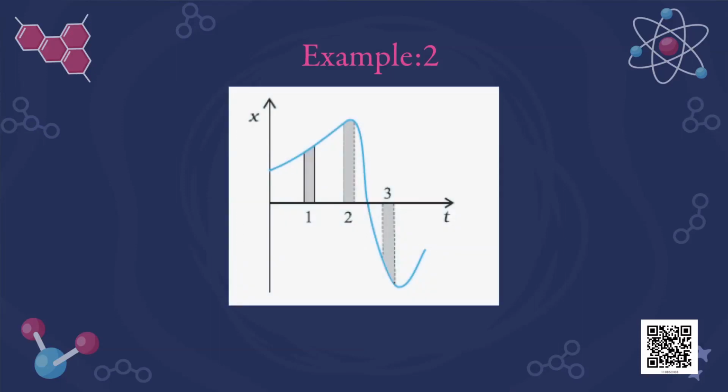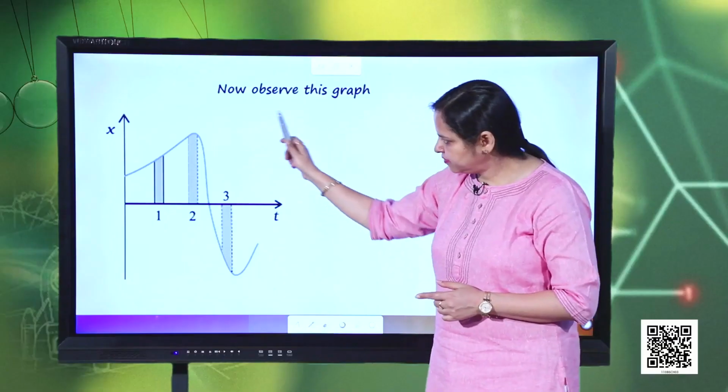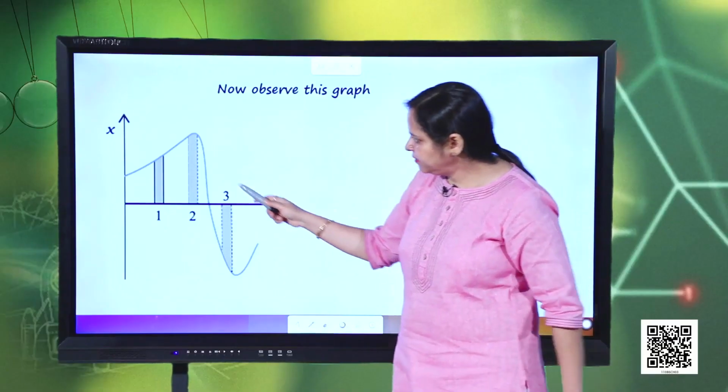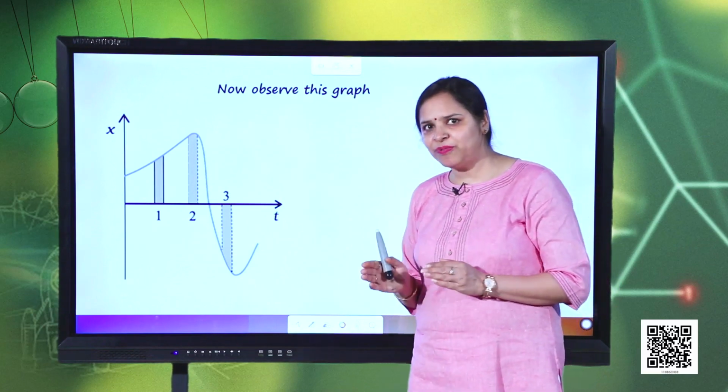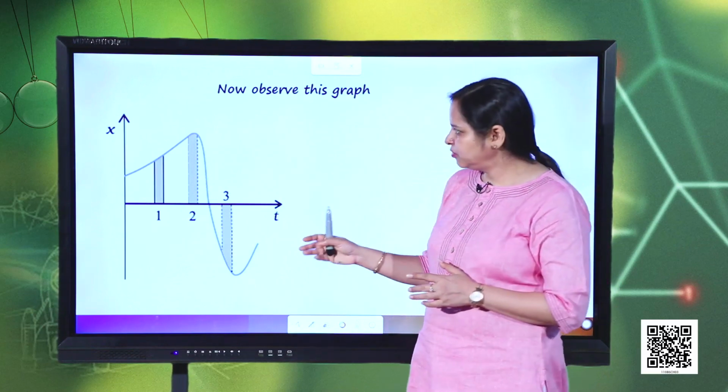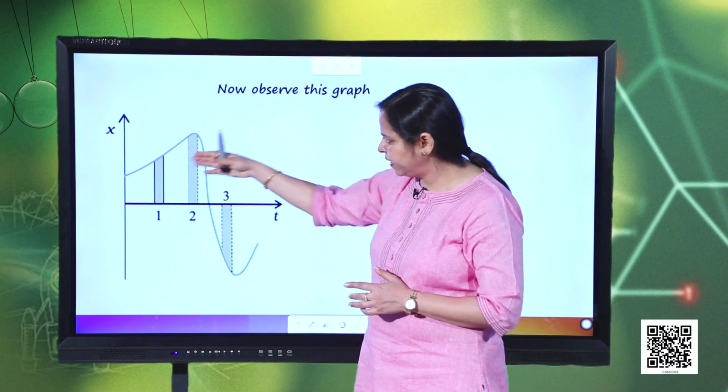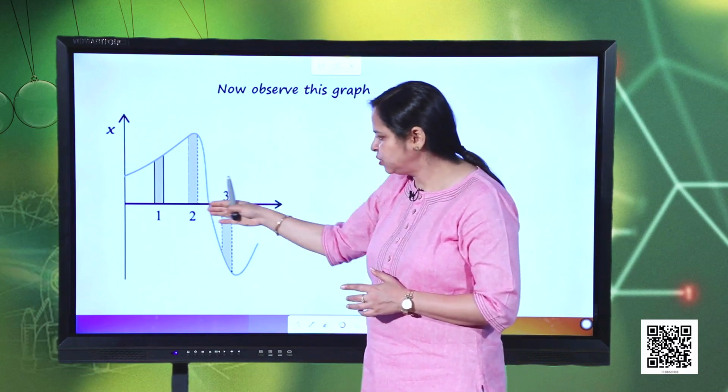Now, let us observe this graph. This is a position time graph wherein we are going to compare the velocity during the 3 time intervals, plotted as 1, 2 and 3 and indicated by the shaded region in this graph. Now, let us compare the first, second and third time durations. Just look at the slope. We know that velocity is determined by the slope of the position time graph. So, just compare the slope in the 3 time intervals 1, 2 and 3.